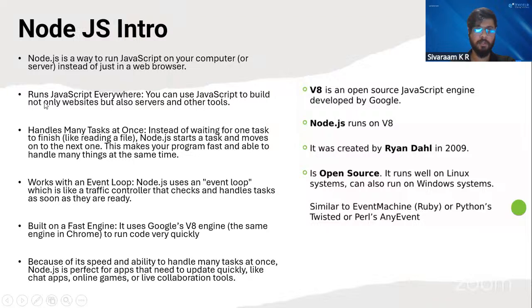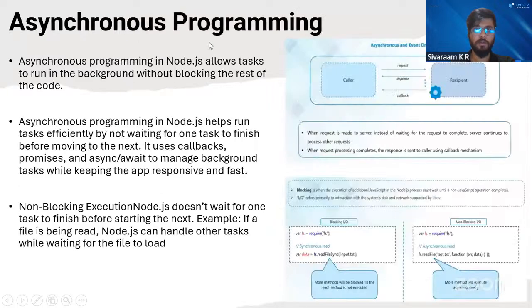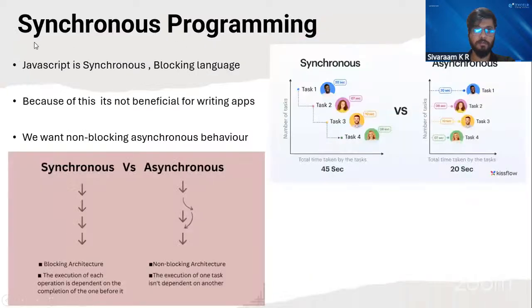The reason we need Node.js is so that we can run our JavaScript outside the browser also. Due to this, we can create servers using Node.js. And then we went through what is asynchronous. Before that, we went through what is synchronous. You can see in the diagram here.